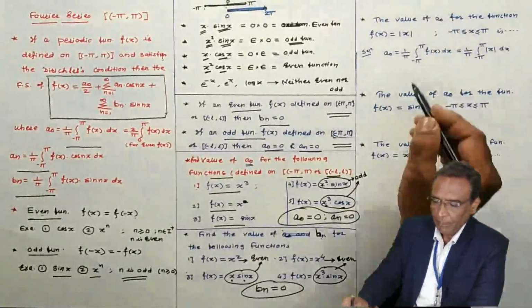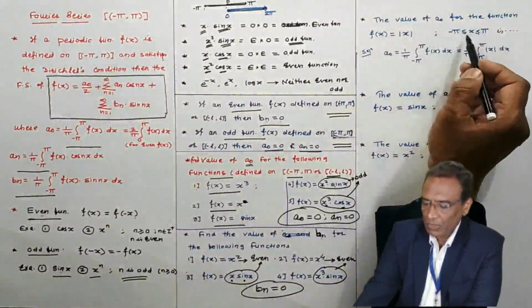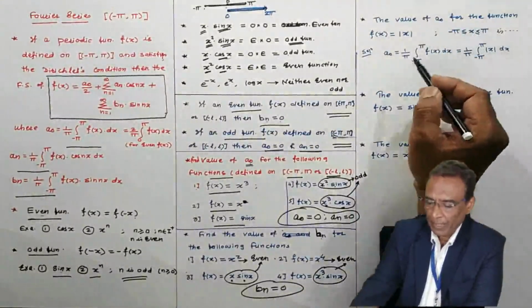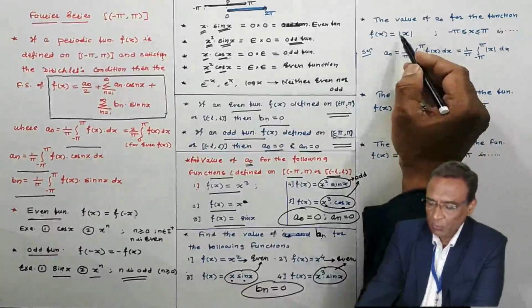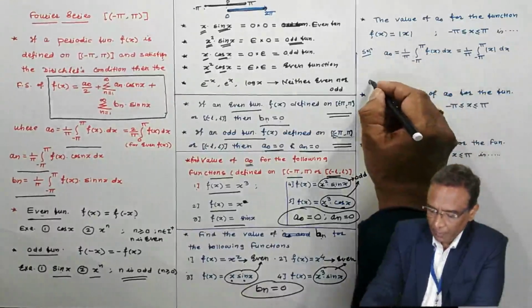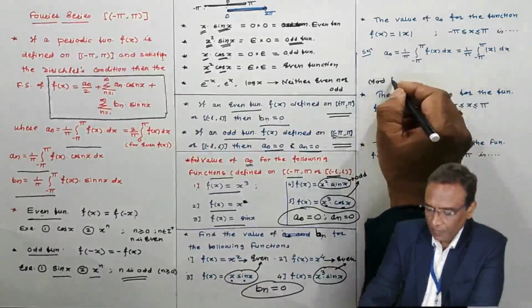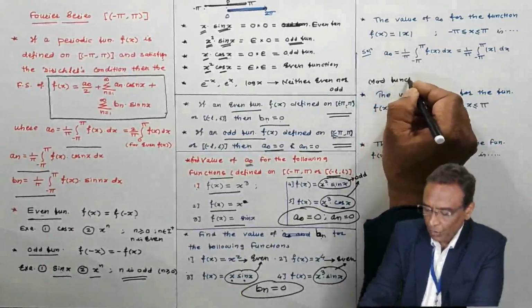Now, value of A0 for the function on minus pi to pi. Here, this mod function is even. See, mod functions are always even.